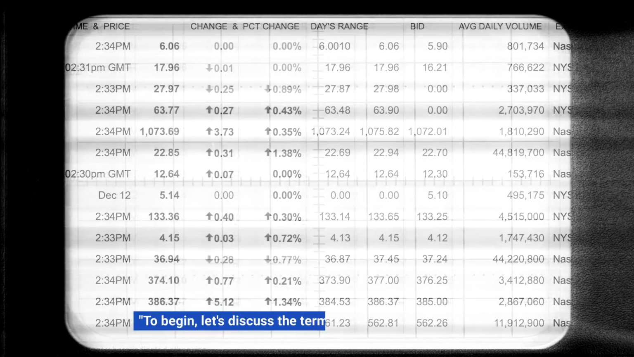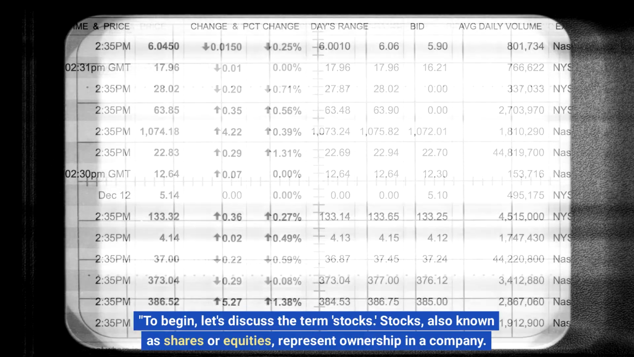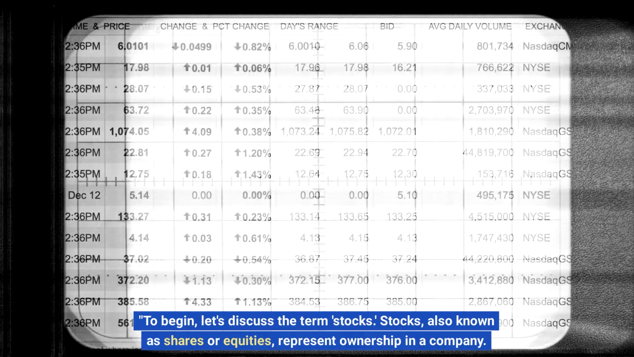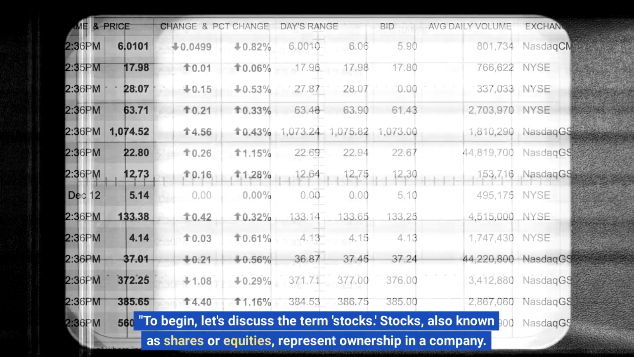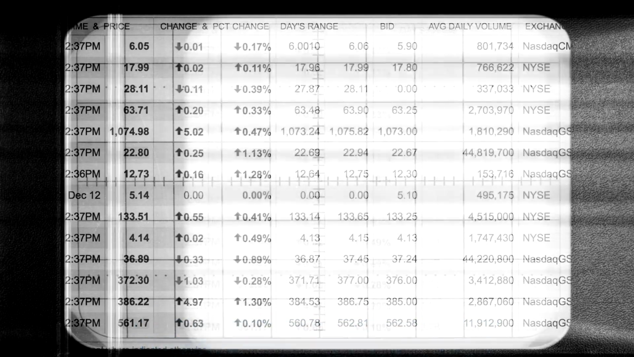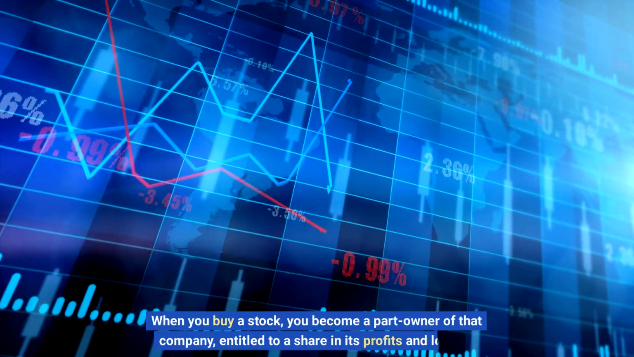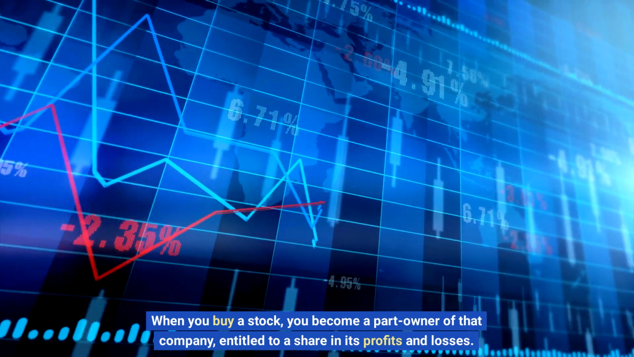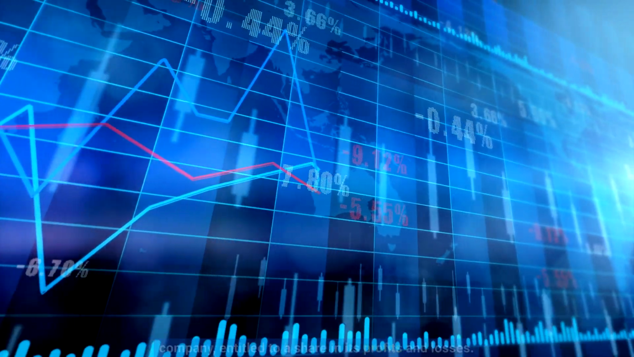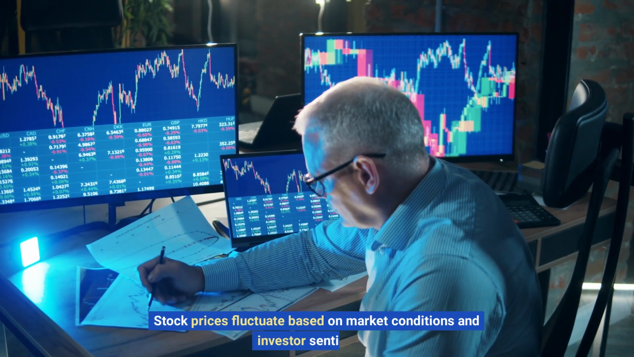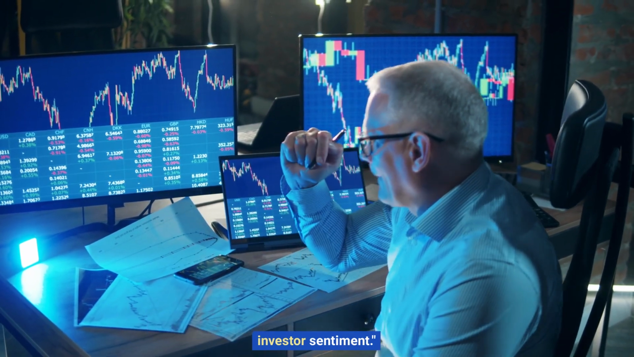Number 1. Stocks. To begin, let's discuss the term stocks. Stocks, also known as shares or equities, represent ownership in a company. When you buy a stock, you become a part owner of that company, entitled to a share in its profits and losses. Stock prices fluctuate based on market conditions and investor sentiment.